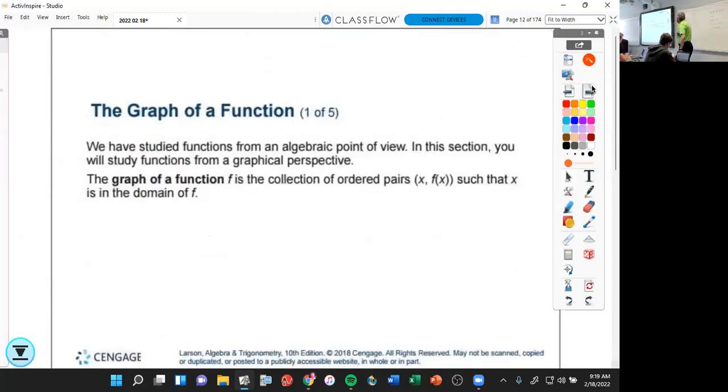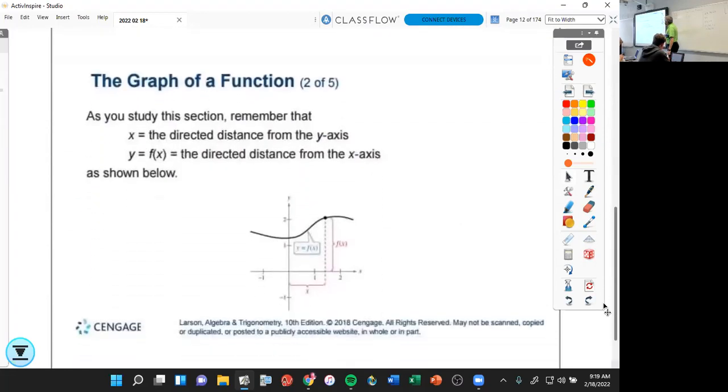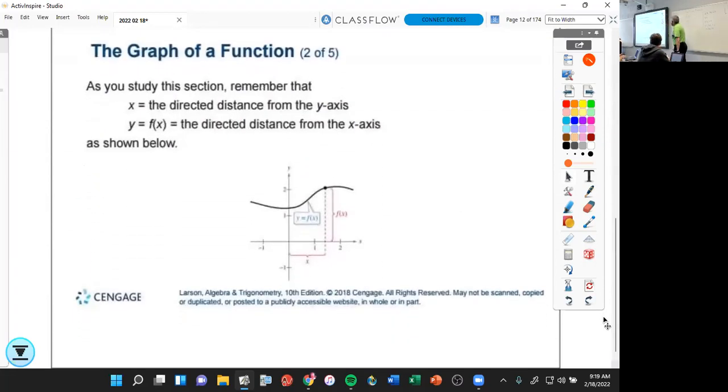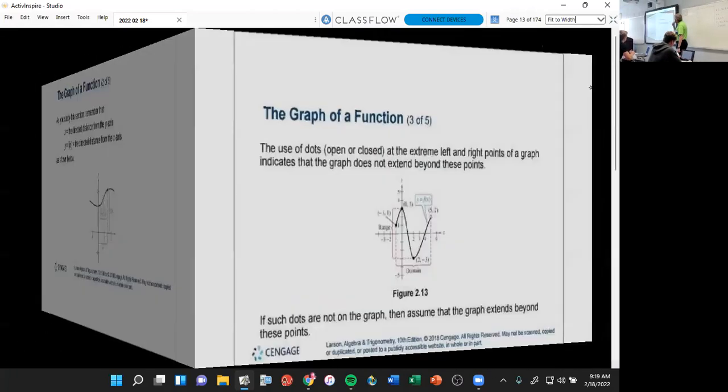Okay, we've studied functions from an algebraic point of view. We're now going to study functions graphically. The graph of a function is a collection of ordered pairs. That's all it is. Remember that x is the directed distance from the y-axis, and y, which is the same as f of x, is the distance from the x-axis. So the point given on this graph is x units to the right because it's positive there, and y units up. Hard stuff, guys.